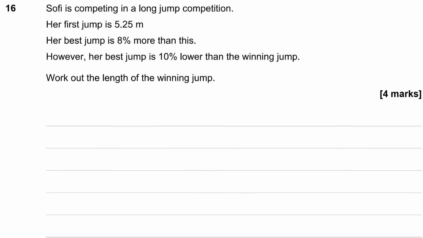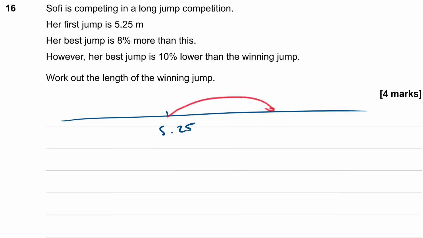So let's just try and visualize that. 5.25 was her first jump. Her best jump was 8% above that. But as good as that one was, it was 10% less than the winning jump. So that was her best, and this was the winner. Okay, so let's work out her best jump first off.